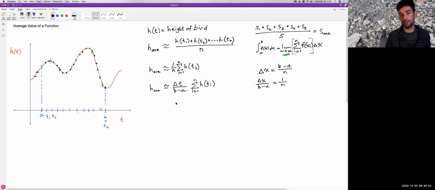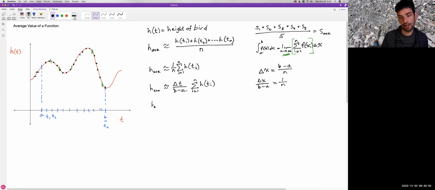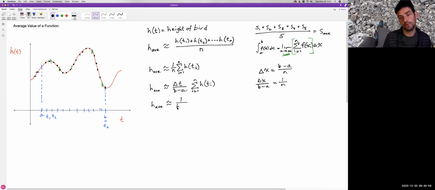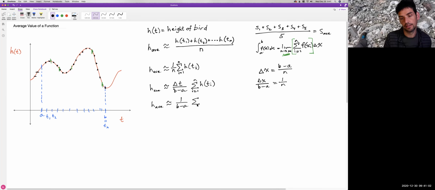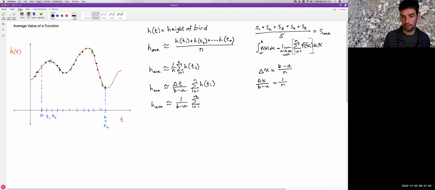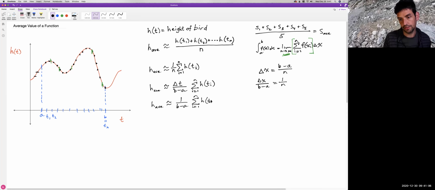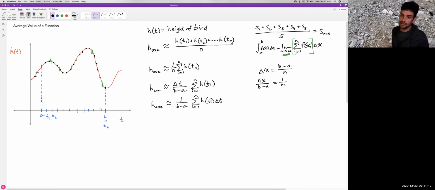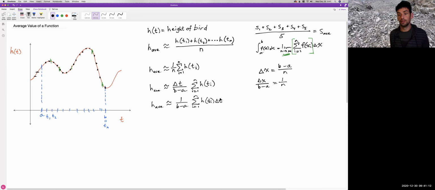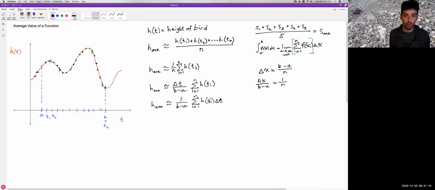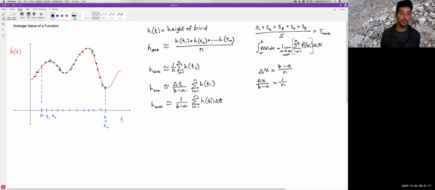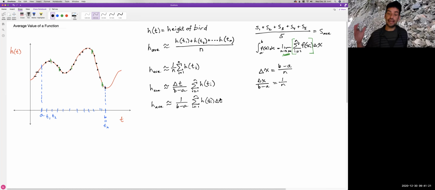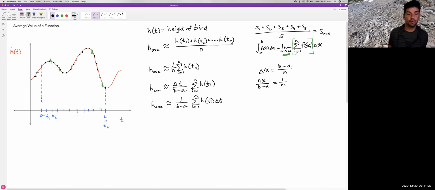I'm going to leave the 1 over b minus a out here. So now this is going to look like 1 over b minus a times the sum of h of t sub i delta t. So all I've done is distribute that delta t through the summation, which is just adding up n terms, and we know how to distribute. Now I start imagining taking more and more test points, right?